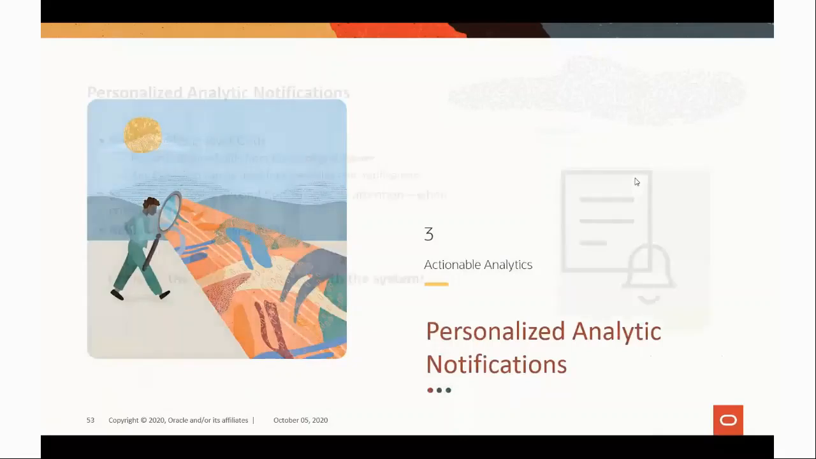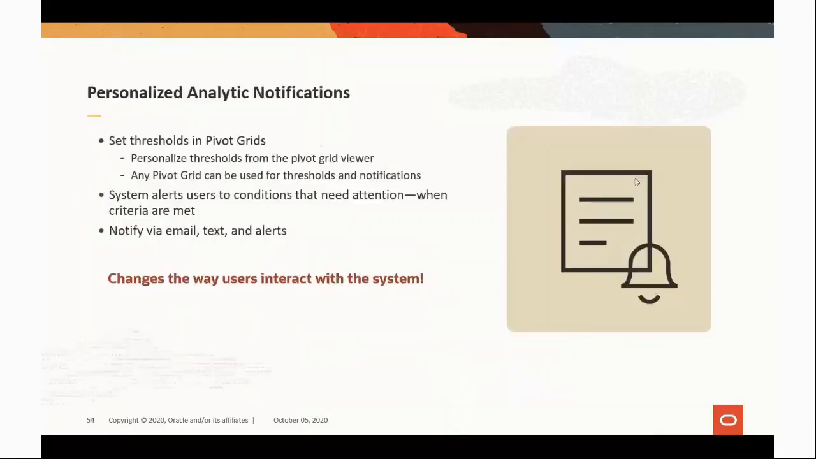So this is a great way that you can introduce business rules in PeopleSoft. I sort of think of it as a way to almost make PeopleSoft a lightweight expert system, where you can document your business rules in PeopleSoft and then have PeopleSoft alert your users when conditions need their attention, when certain criteria are met. They can receive notifications via email, text, or alerts, and I'll show you examples of those in a minute.